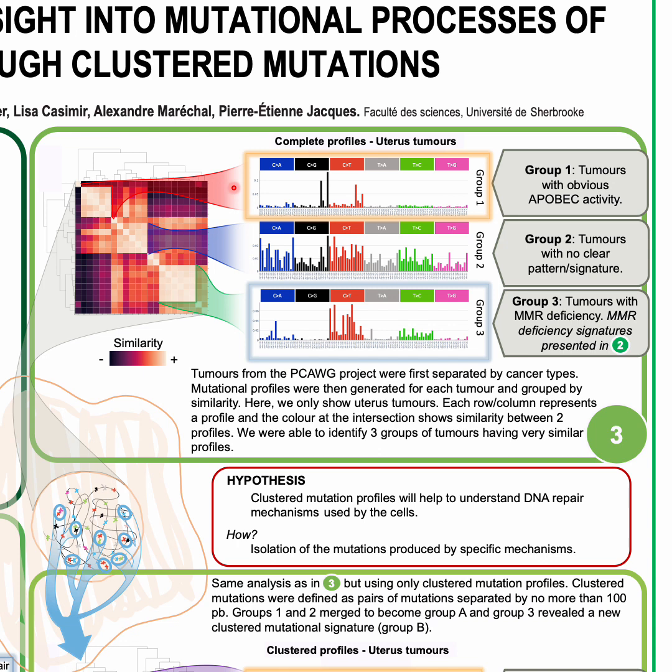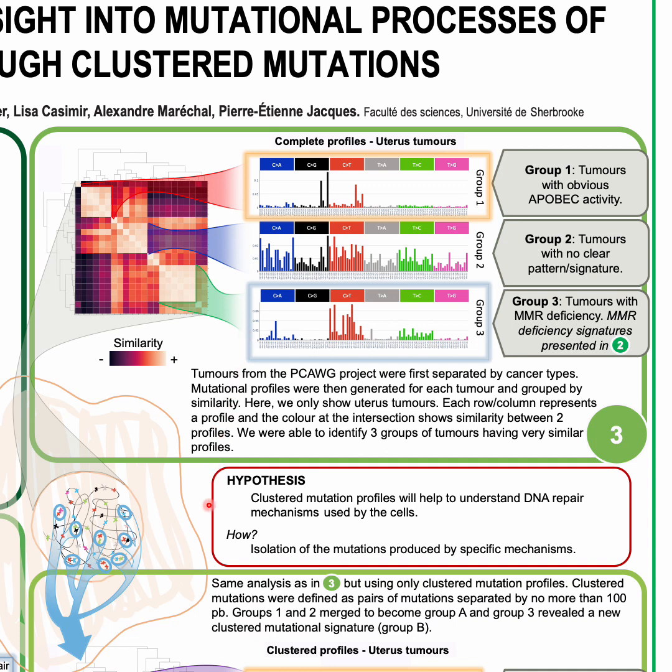In group 1, we have tumors with intense APOBEC activity, as shown by the 2 APOBEC signatures present in the profiles. In group 2, we have profiles with no easily distinguishable signatures. And in group 3, we have tumors with signatures associated with a defect in the MMR repair pathway.